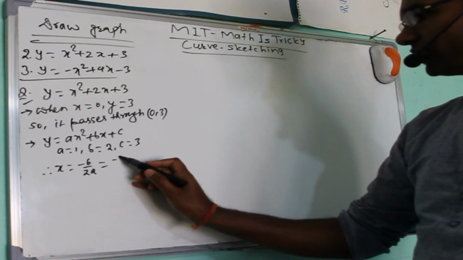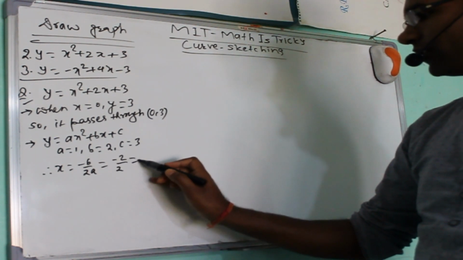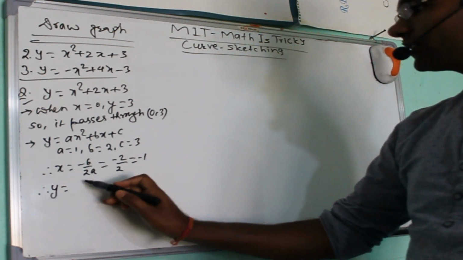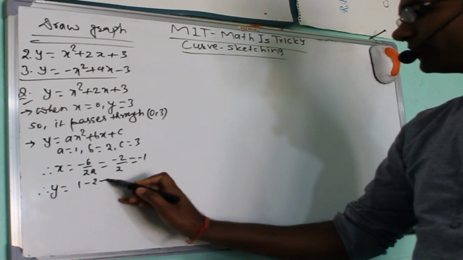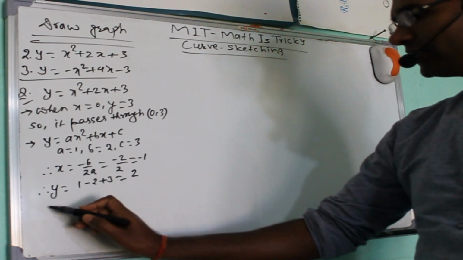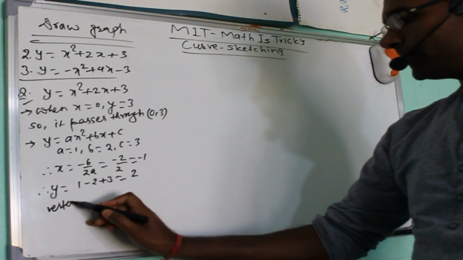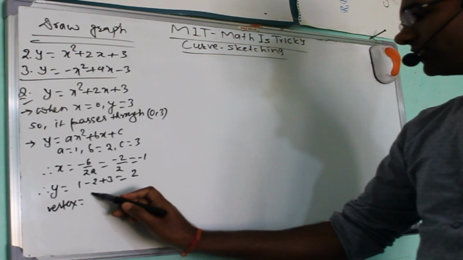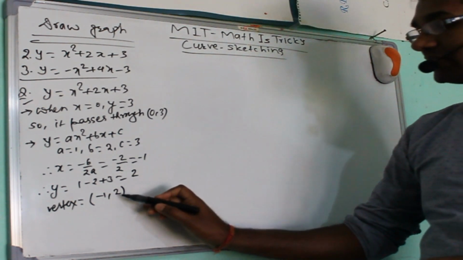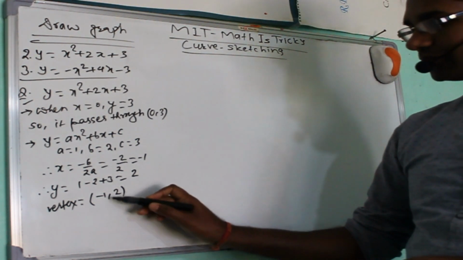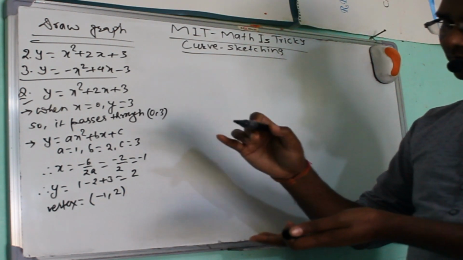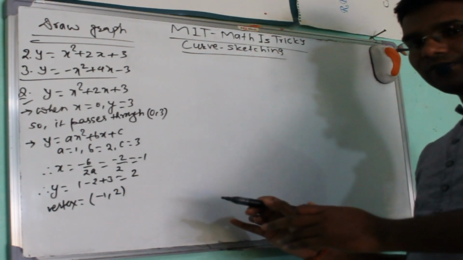It gives here minus 2 by 2, minus 1. So we can write here y equals 1 minus 2 plus 3. So it gives here 4 minus 2 is 2. So what is the vertex? Vertex is here minus 1 comma 2. So is it the minimum or maximum point? The vertex is the minimum or maximum point, meaning either all the points will be above the vertex or below the vertex.